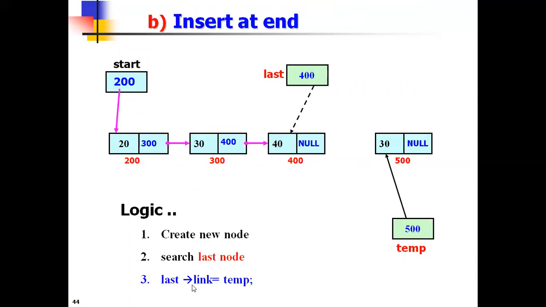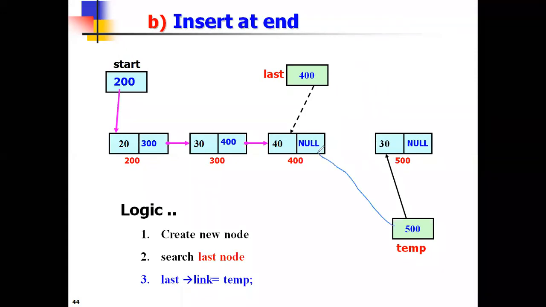You can say last arrow link equal to temp. So this is the last which is pointing to this node, and the link part will change to temp. So what is temp here? Temp is 500. Temp is 500 means this temp will be copied to this link part. So what is the value that comes in that link part? So this link part will become 500. So 500 means this is pointing to this node. That means the node is inserted. The new node is inserted in the linked list once this link is created.